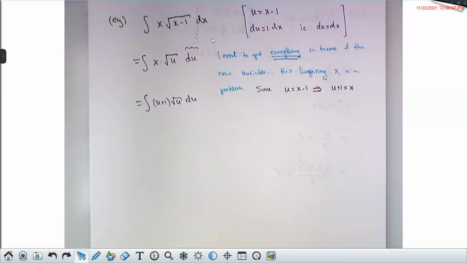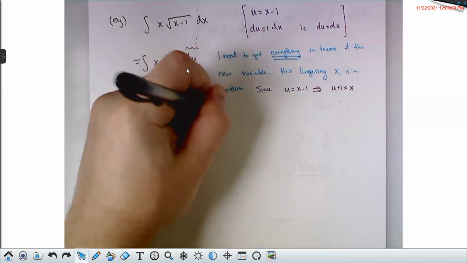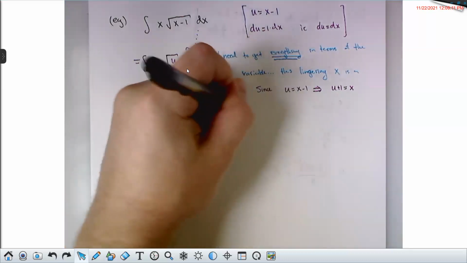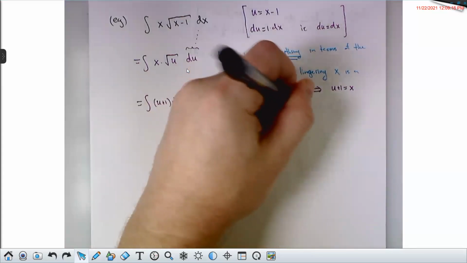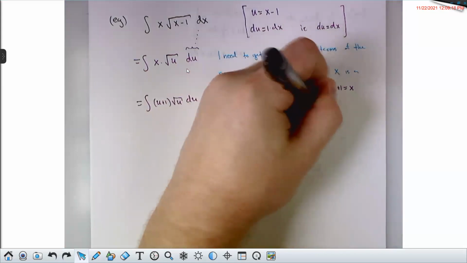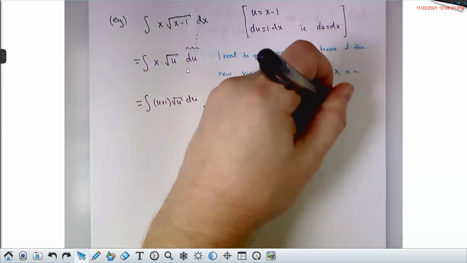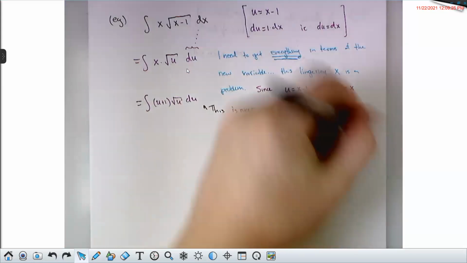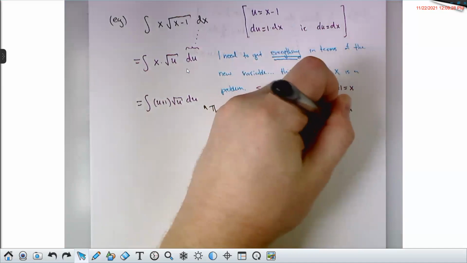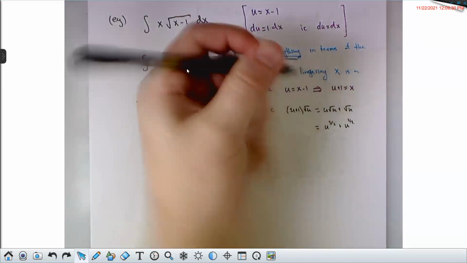Because it can be written as the sum of antiderivatives. Good, very good. So this is nicer, because u plus 1 times the square root of u is equal to u times the square root of u plus the square root of u. I can distribute, which is u to the 3/2 plus u to the 1/2.